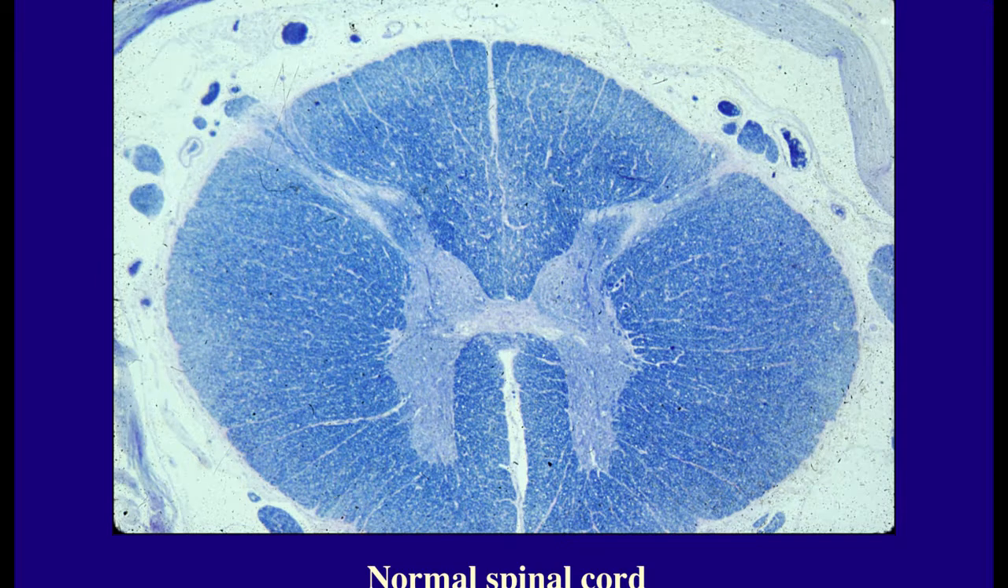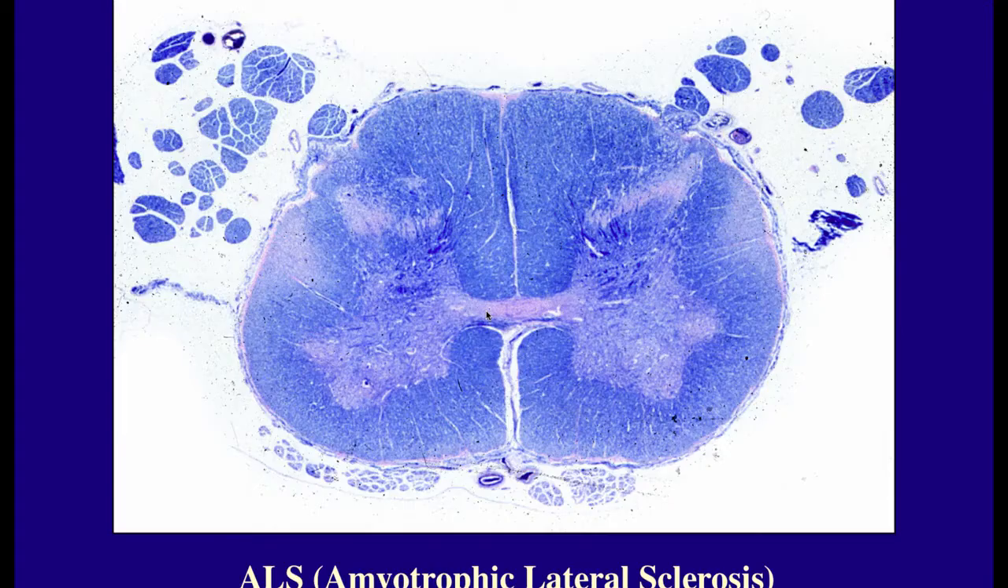Okay, so we're going to finish up now with just 2 diseases of the spinal cord. And this is a normal cord, just to remind you that unlike in the brain, the spinal cord, the white matter tracts are on the outside and the gray matter is on the inside. So I just want to highlight first ALS. This is a disorder that affects both upper and lower motor neurons.